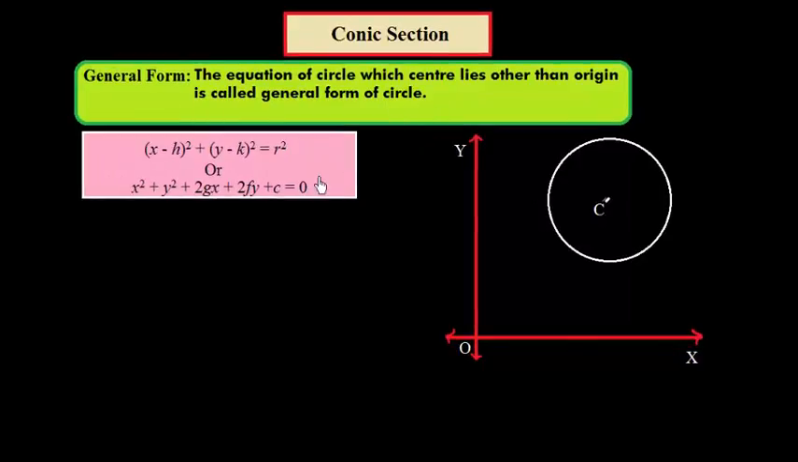So let us see, we have two forms of the general equation. One is (x minus h) whole square plus (y minus k) whole square is equal to r square, where h and k are the coordinates of the center of the circle and r is the radius of the circle. The other is x square plus y square plus 2gx plus 2fy plus c is equal to 0. I will explain in this session how we derive these equations.